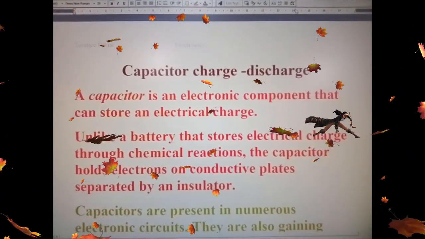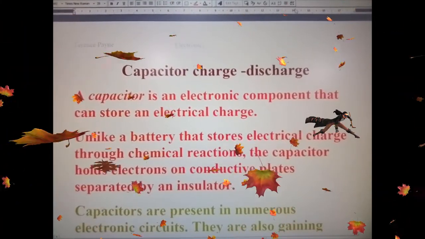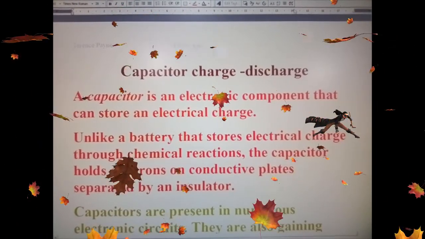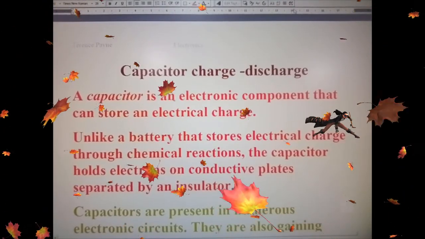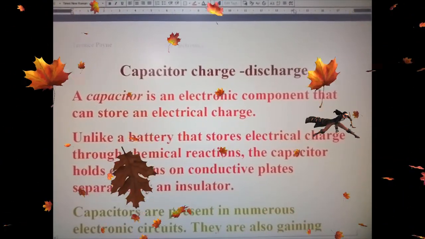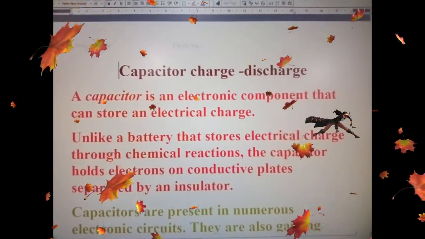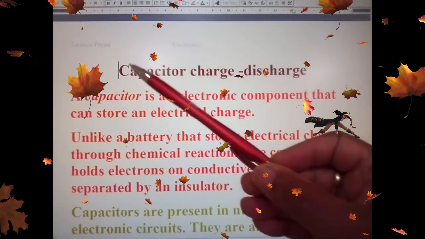But what I want to do is to talk about capacitor charge and discharge. And if you look at my videos, you may have seen that I've done something similar to this previously. But what I wanted to try and do was to add to that if I can, and expand on it a little bit more. Okay, so capacitor charge discharge.